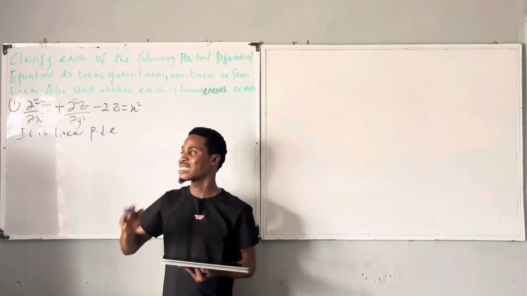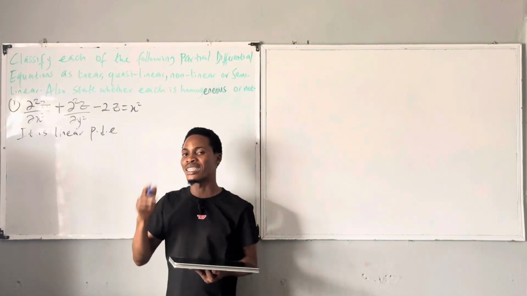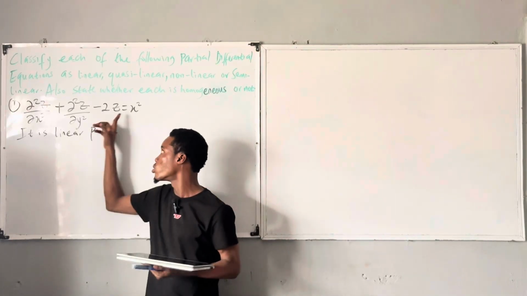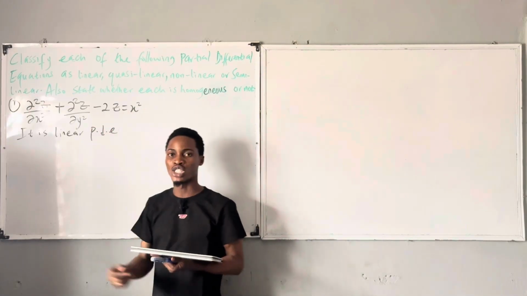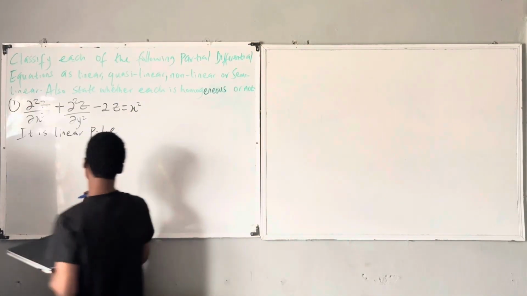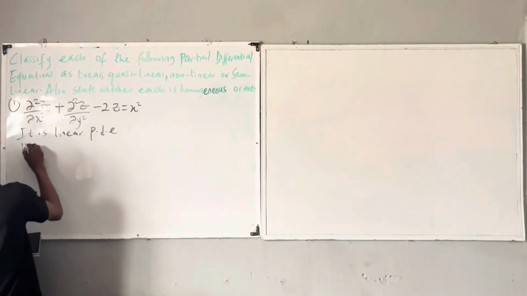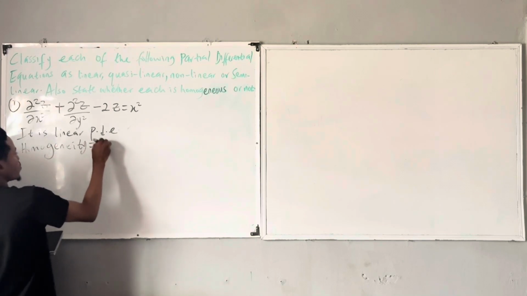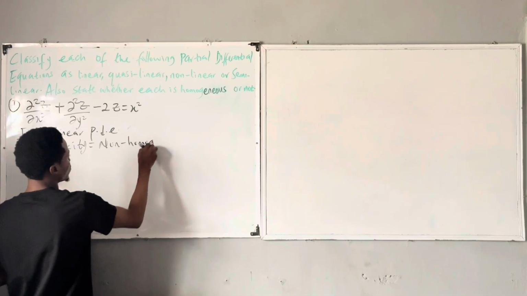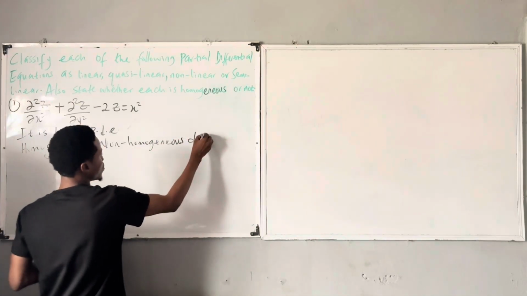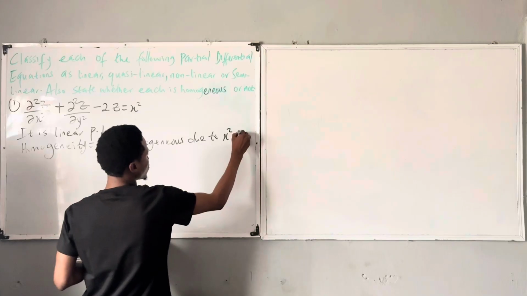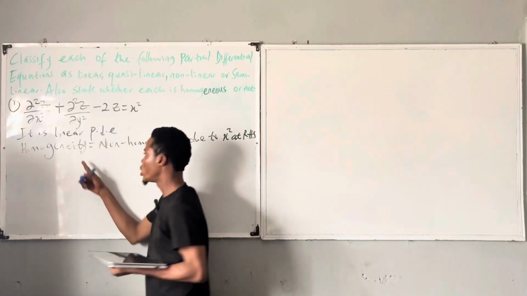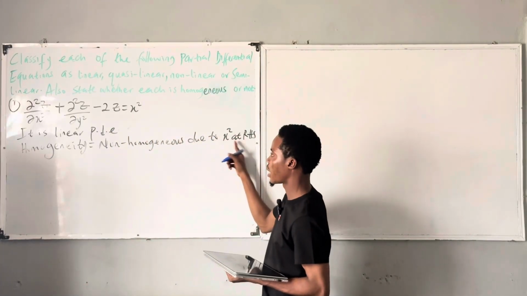Homogeneous states that each term must have the given dependent variable or its partial derivative. So due to the x square, the equation is non-homogeneous. So homogeneity: non-homogeneous, due to x square at the right hand side.